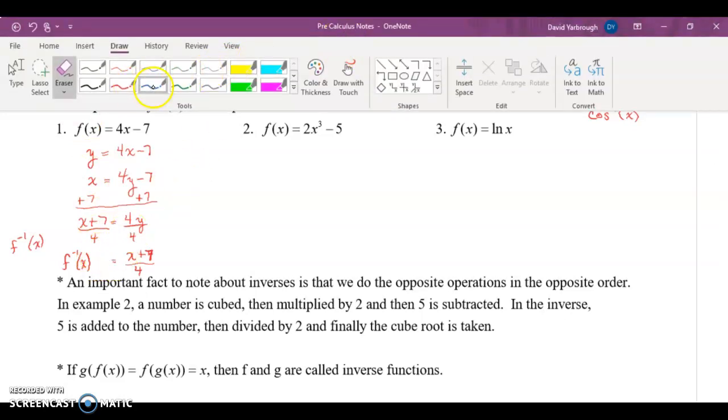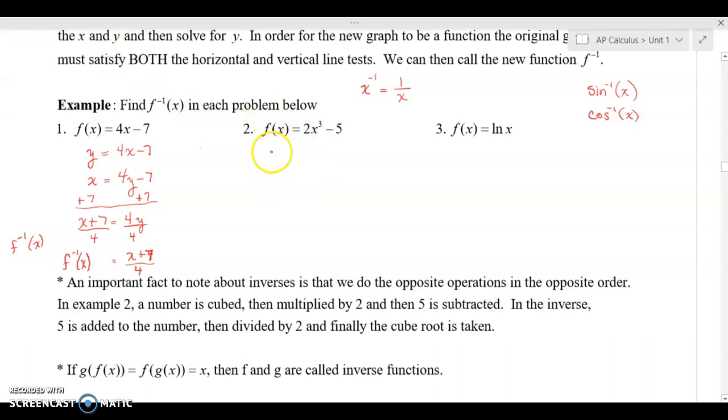All right, so the second problem, we'll say y equals 2x to the third minus 5. We'll switch out the x and y. We're going to add 5 and then divide by 2.